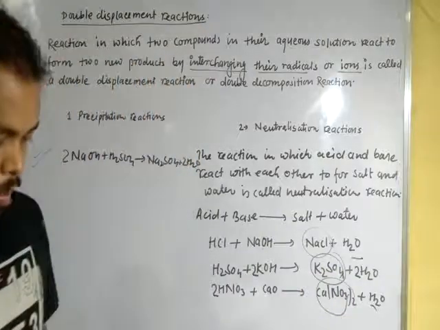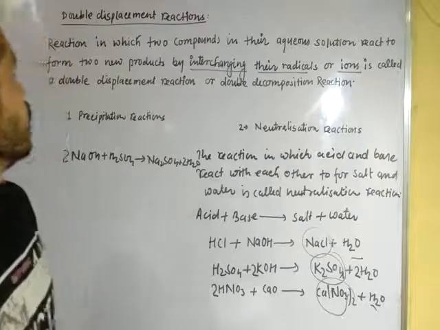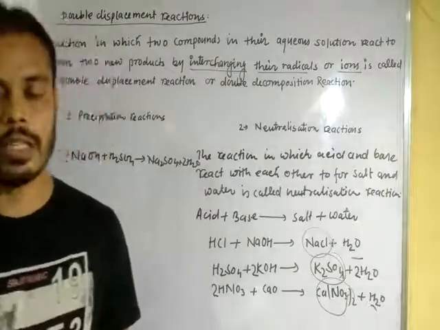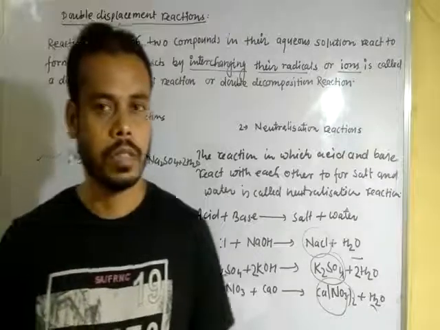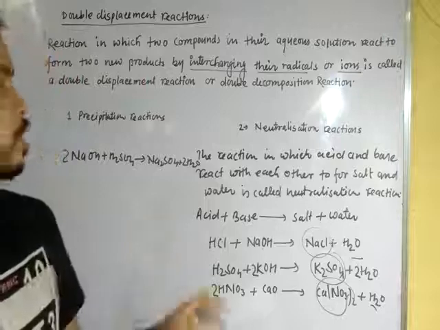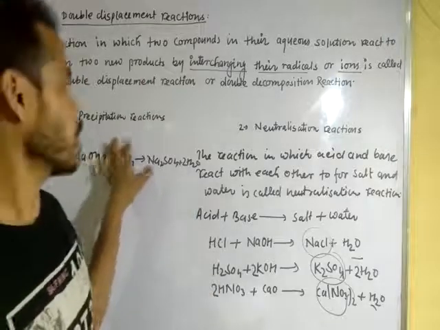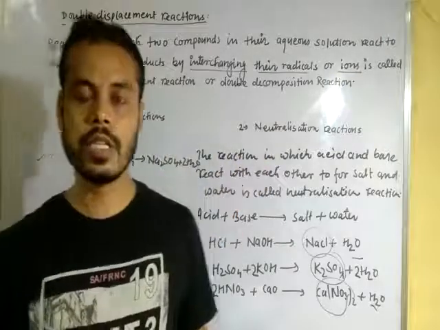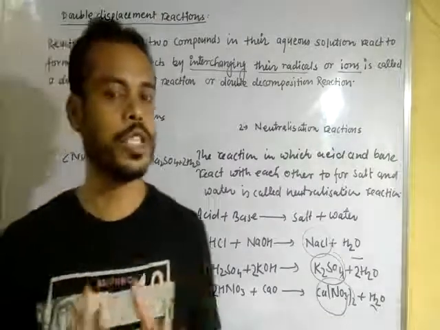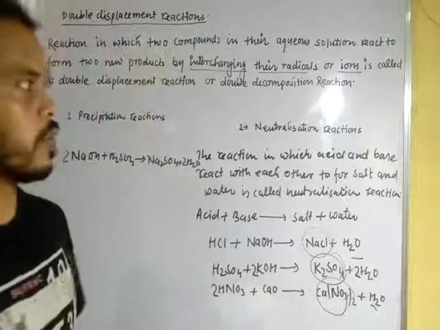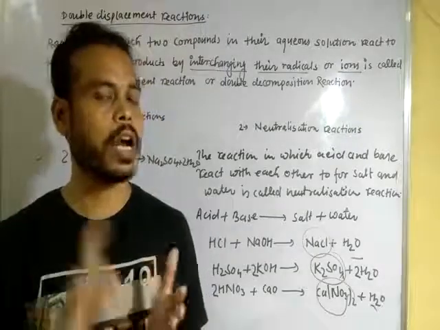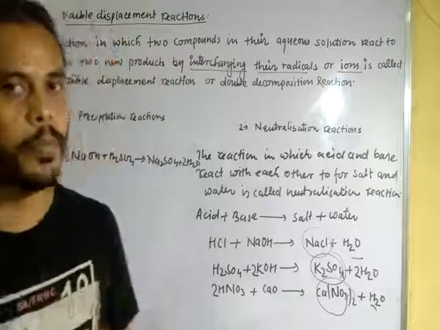Okay, so we have finished the double displacement reactions, or you can say double decomposition reactions also. Double displacement reactions are of two types. One is precipitation reaction and second one is neutralization reaction. In precipitation reactions, the reaction takes place by the formation of a precipitate, while in neutralization reactions, the reaction forms only salt and water after reacting acid and base.